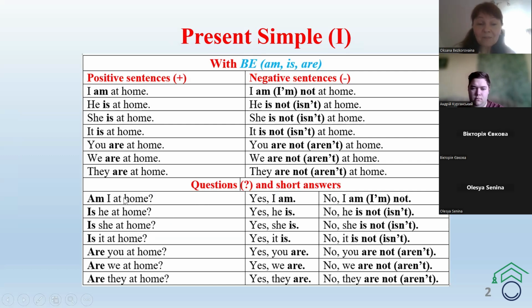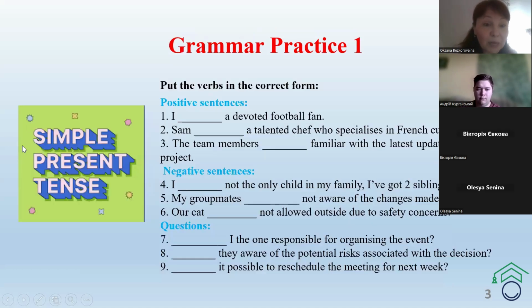So, questions. When we want to make up questions, we should put our verb before the subject. Am I at home? The short answer is yes, I am, or no, I'm not. Is he at home? Yes, he is, or no, he isn't. І так далі. Is everything clear with this table? We remember that. So now let's practice.